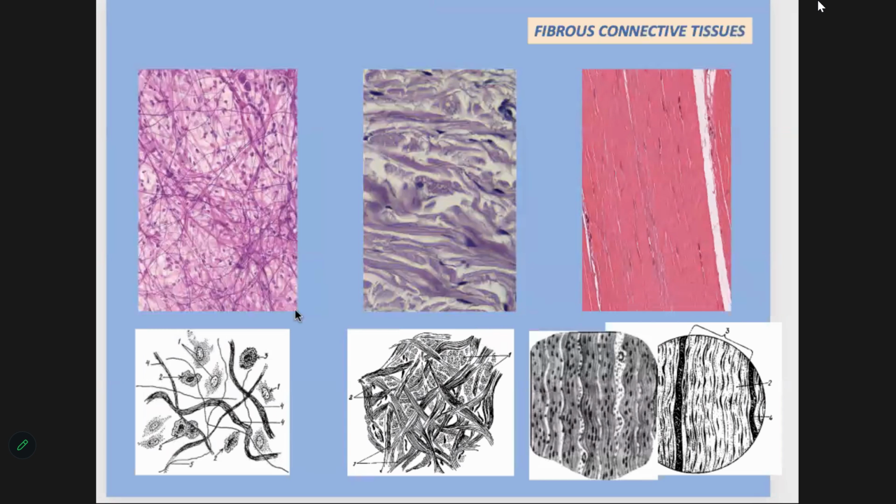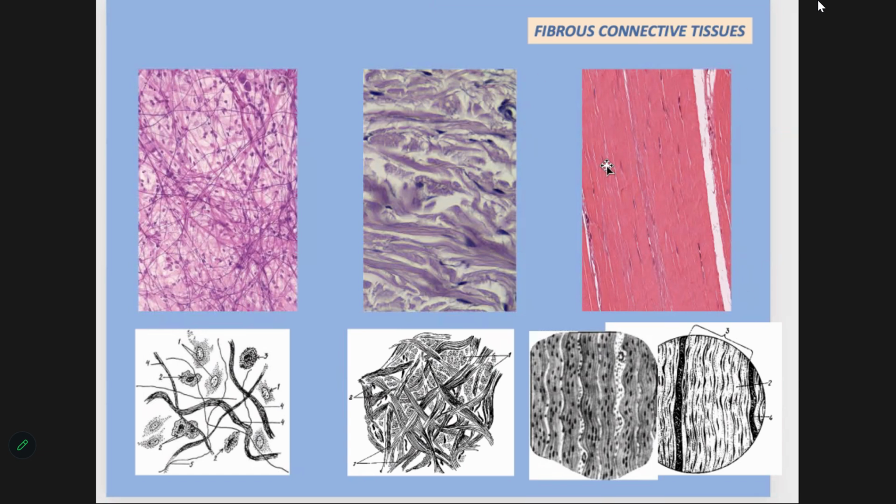Look at this slide, at the first illustration. We can see a loose fibrous connective tissue. Loose fibrous connective tissue is characterized by many types of cells. There are 9 or maybe 10 types of cells we can meet in loose fibrous connective tissue. And also in the extracellular matrix, the ground component is more prevalent than the fibrous component. Ground substance is bigger than the fibrous component.